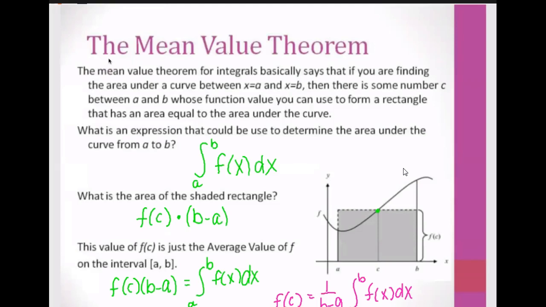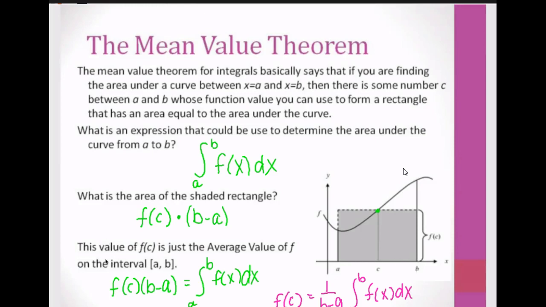Okay? So this is essentially, like we said, the mean value theorem. The mean value theorem for integrals says that if you're finding the area under the curve from A to B, there exists some number C such that the area has to equal the area under the curve for that rectangle. So again, the integral from A to B of f of x dx represents the area from A to B. The area of the rectangle is the height at C, and then the width of B minus A.